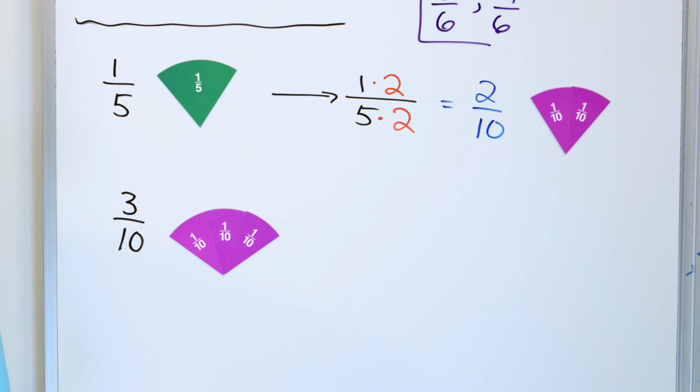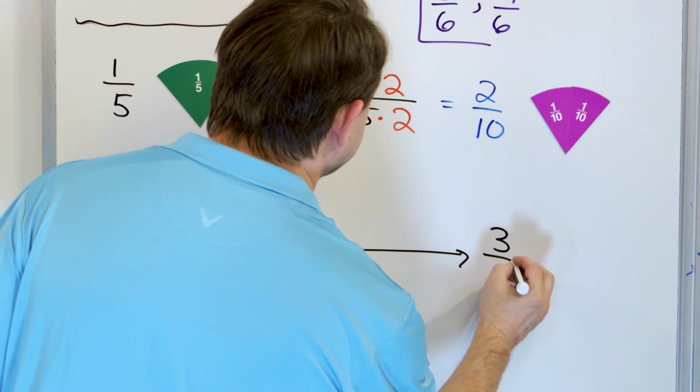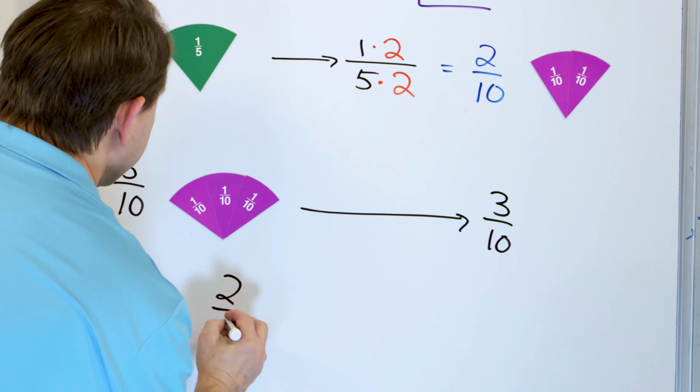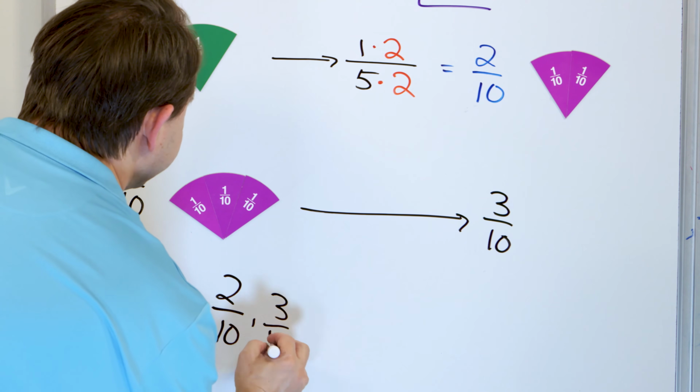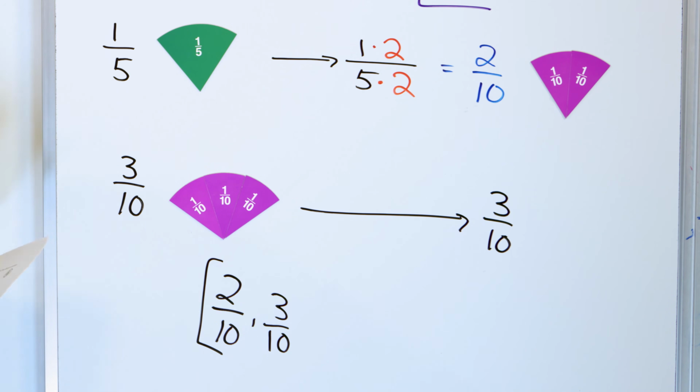And so we succeeded in getting a common denominator because we didn't change this one. This one is still 3/10. So 2/10 and 3/10, I'll just write it down. 2/10 and 3/10. These are the pair of fractions that mean the same thing as the original fractions, but have a common denominator.